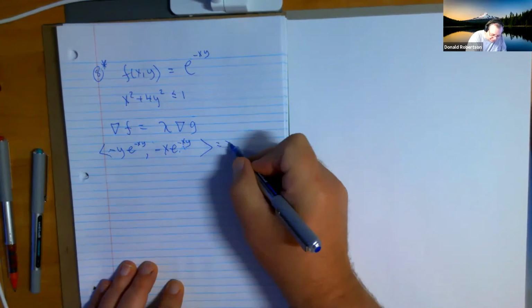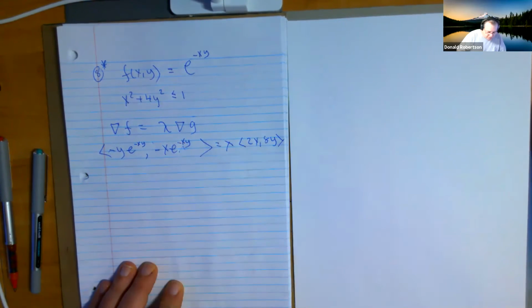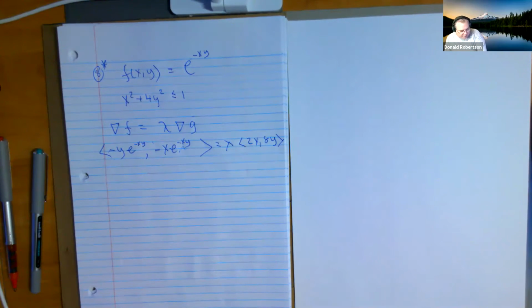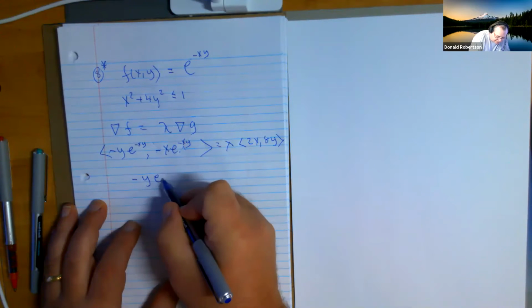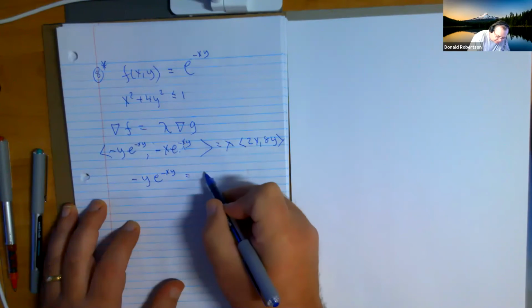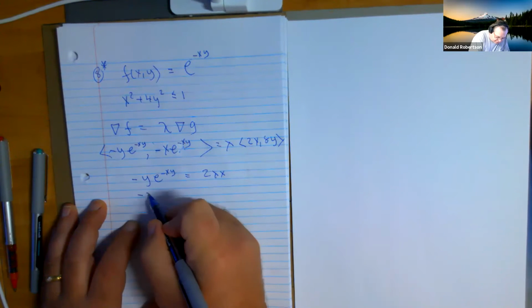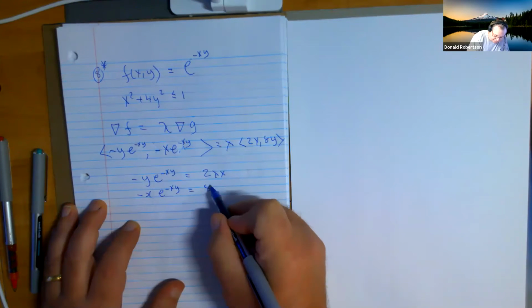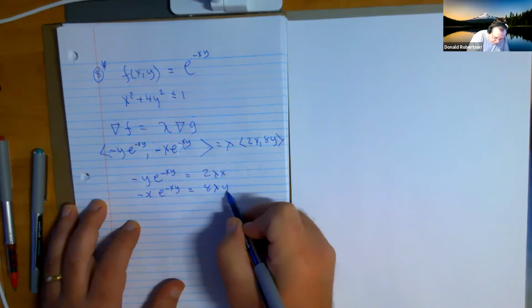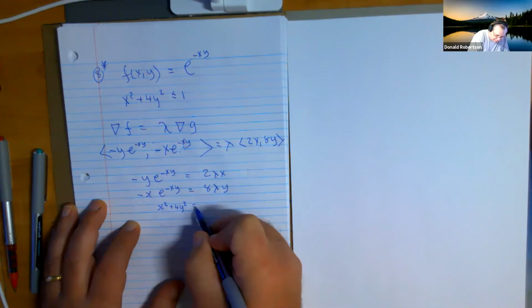Right, it's going to be lambda. It looks like it's going to be 2x and 8y. Would you agree? Right, now we set up the equations. They're going to be negative y e to the negative xy is 2 lambda x. And then the second equation is going to look very similar. It's going to be that guy, except it's going to be 8 lambda y. And the constraint is our third and last equation.